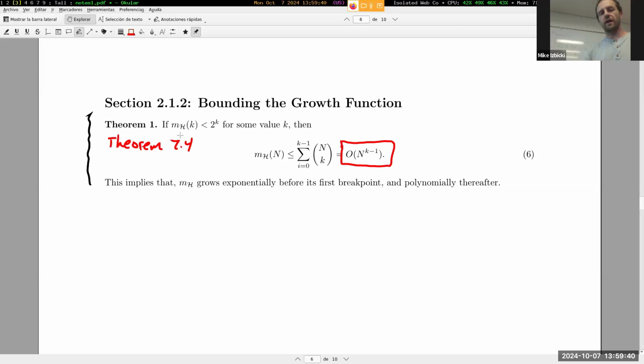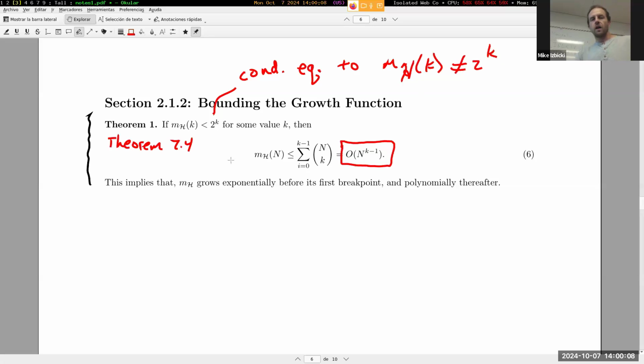And so what this theorem is saying is that if our growth function is not exponential, so if mH of k is less than 2 to the k, we already saw that the growth function has to be at most 2 to the k. It's less than or equal to 2 to the k. So if it is not equal to 2 to the k, then we're going to be polynomial.